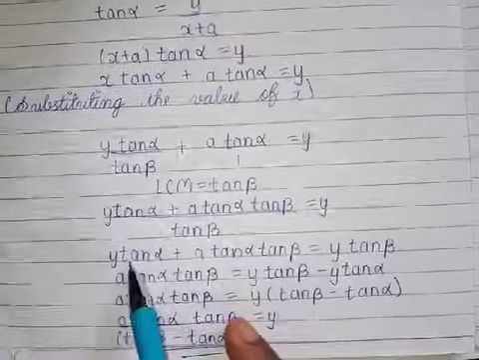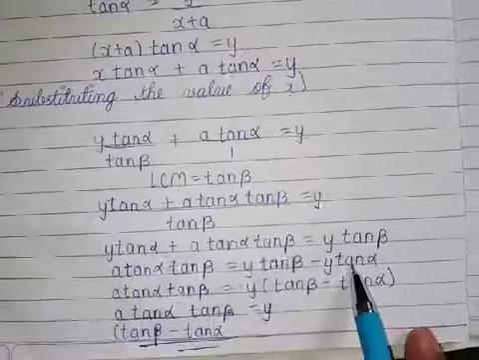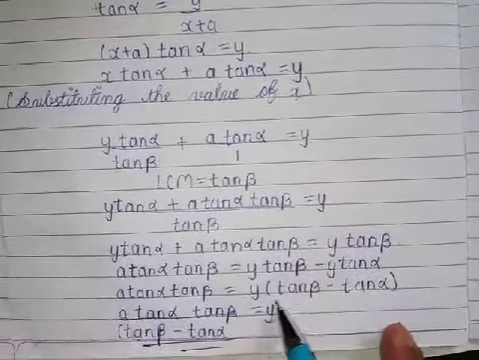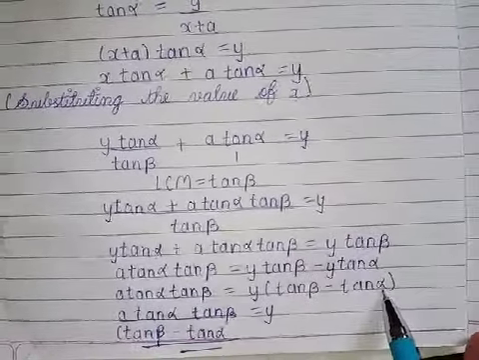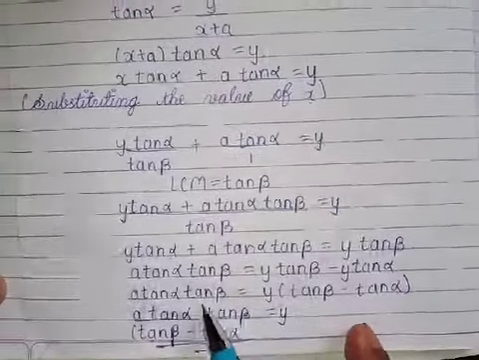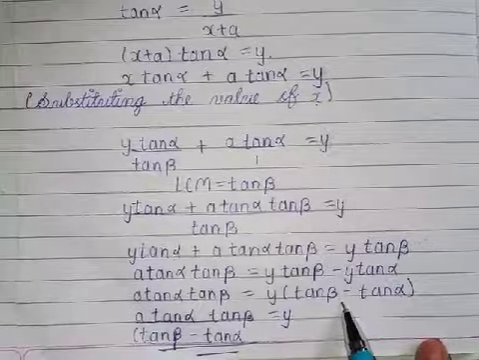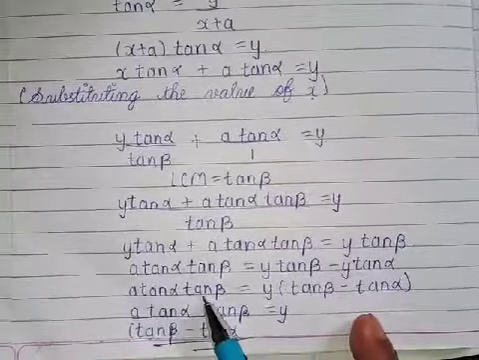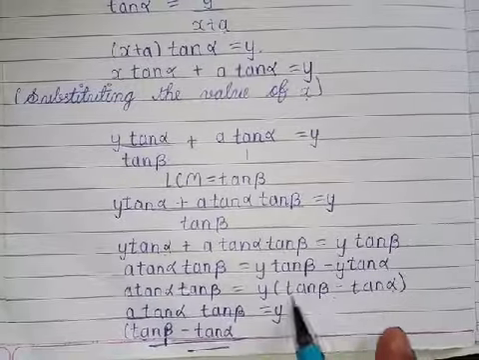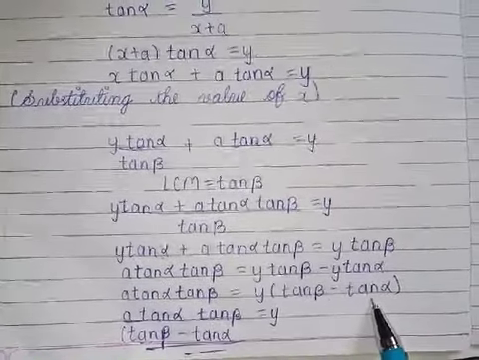y tan beta. This is a plus. If this comes on this side, it will be minus y tan alpha. So taking y common, tan beta minus tan alpha. This will remain as it is. Okay, from here it is similar. So y is equal to what? You'll get a tan alpha into tan beta, upon, this will go in division, tan beta minus tan alpha.